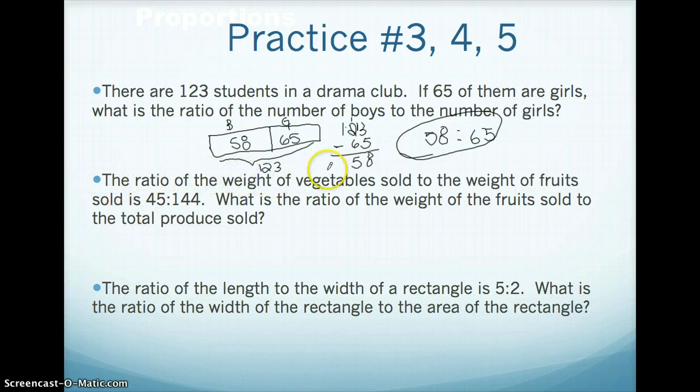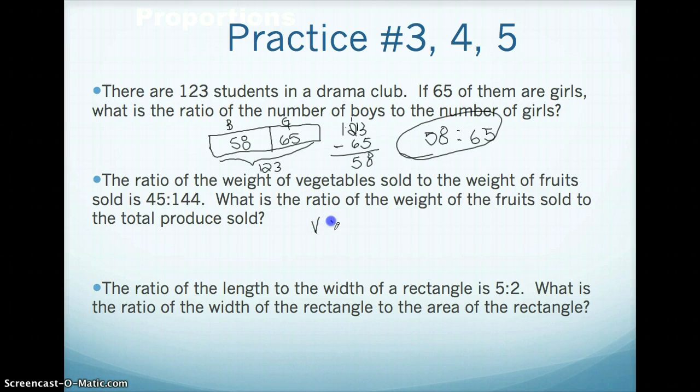The ratio of the weight of vegetables sold to the weight of fruit sold is 45 to 144. What is the ratio of the weight of the fruits sold to the total produce sold? Okay, well, we need to, again, write our categories, and so we are comparing vegetables to fruits.